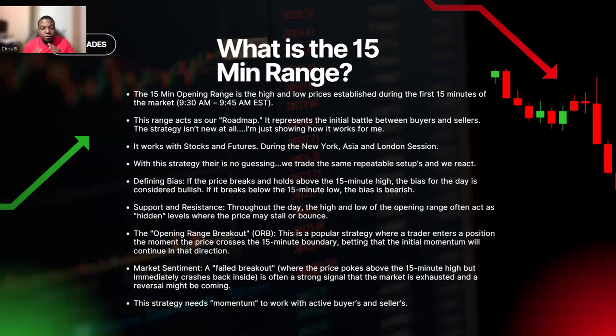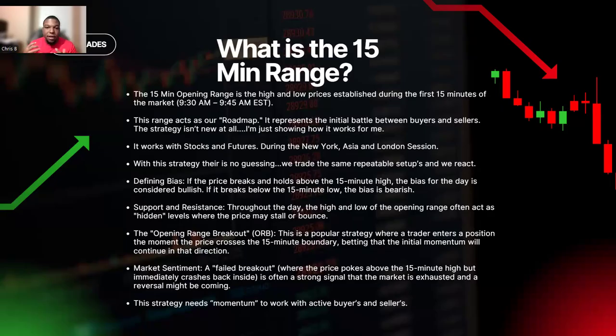Defining our bias. If price breaks and holds above the 15-minute high, the bias for the day is considered bullish. If it breaks below the 15-minute low, the bias is bearish. It's that simple for me. Now, let's talk about the range and support and resistance. Throughout the day, the highs and the lows of the opening range often act as key levels where price may stall or bounce.